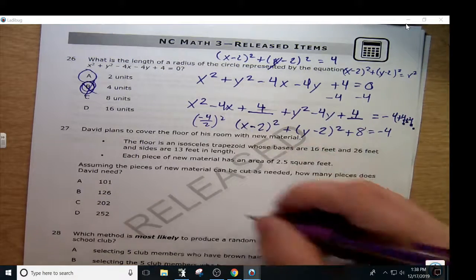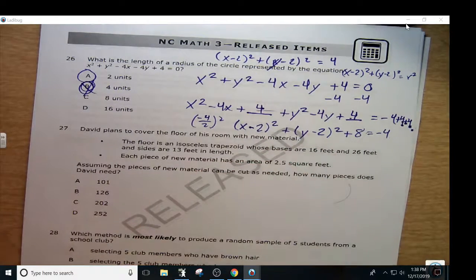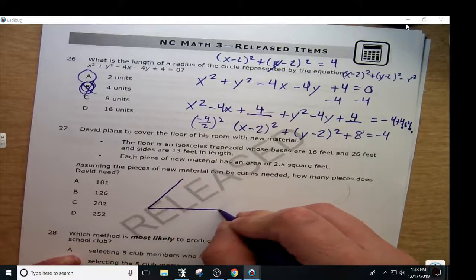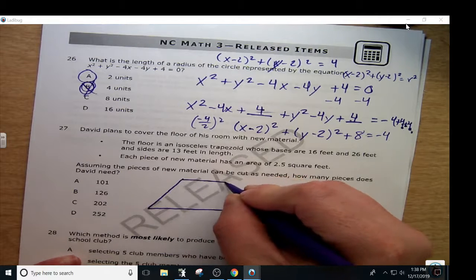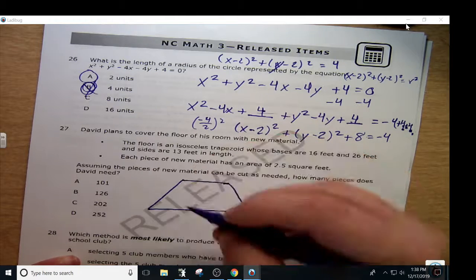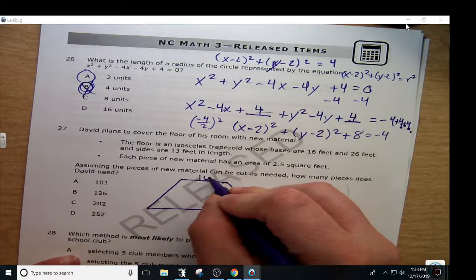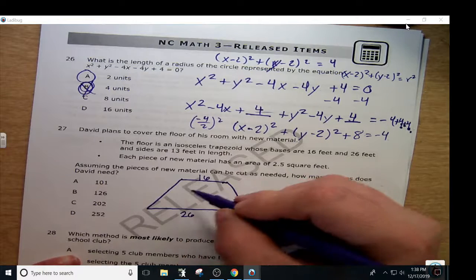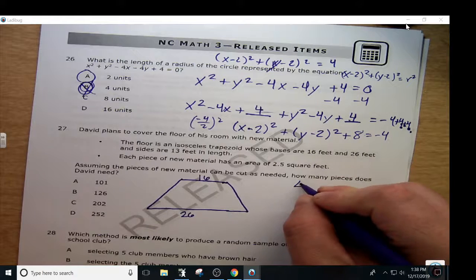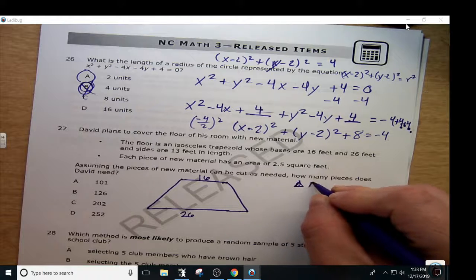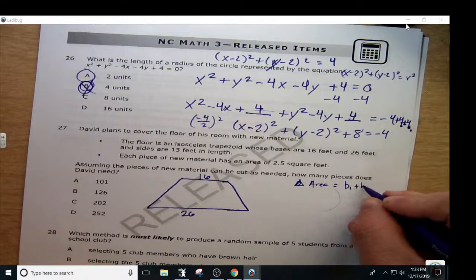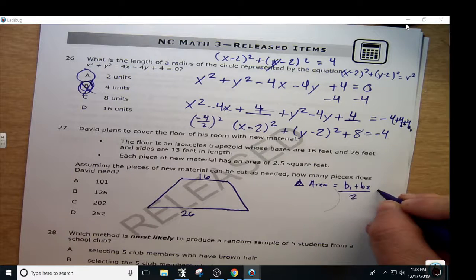All right, now, the best thing I would say is draw an isosceles trapezoid. Isosceles trapezoid means the two sides are the same length. All right. Now, I'm gonna let the top base be 16, the bottom base be 26. Now, the formula for area of a trapezoid is base 1 plus base 2 divided by 2 times the height.